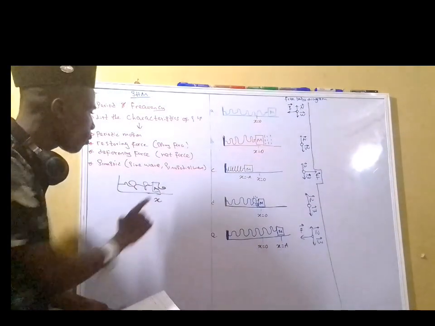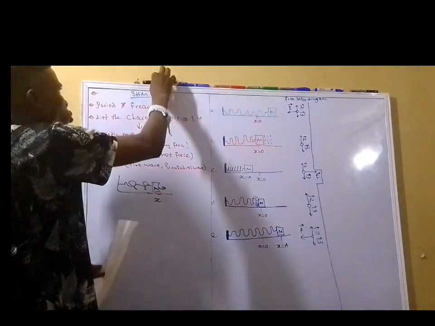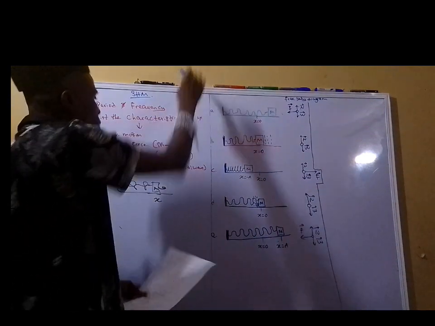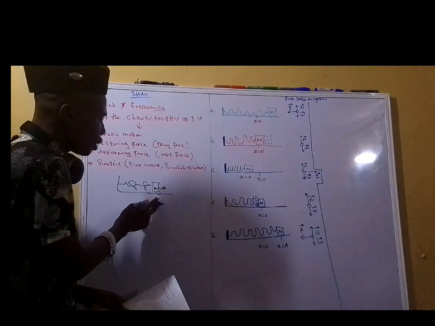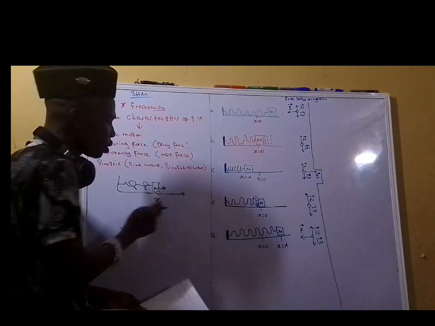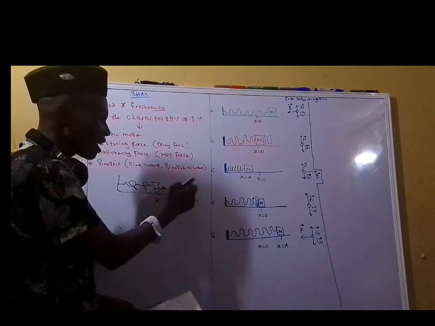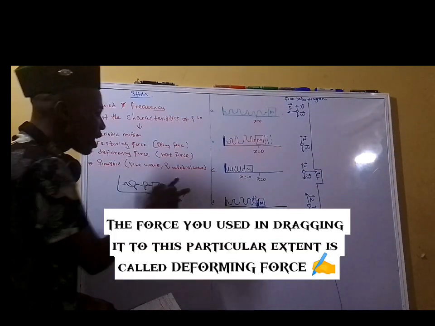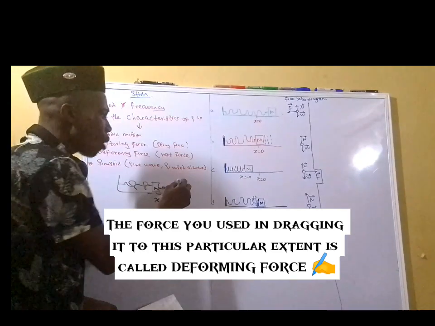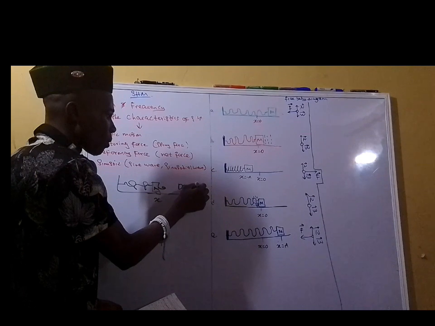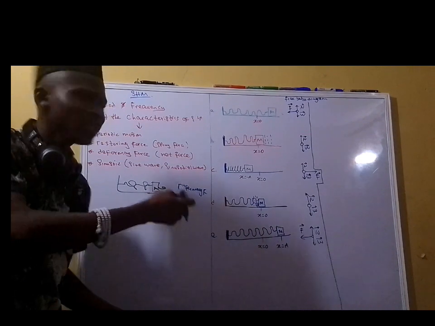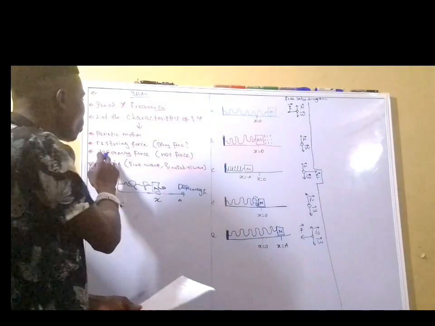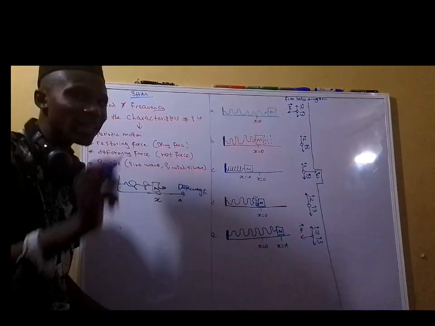Now you see, if a force is applied to this string, you should know that if you are to drag it, it will change the position to another. Let's say you drag it from here, it might change the position to somewhere here. Are you getting what I'm saying? Now when you drag it, the force you use in dragging it to this particular extent is called the deforming force. So when you drag any string to change its rest position, that force you apply is what we call the deforming force, which is also known as a net force.